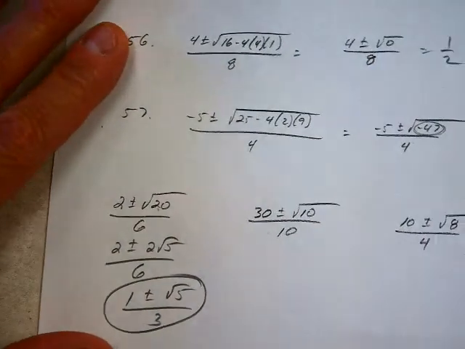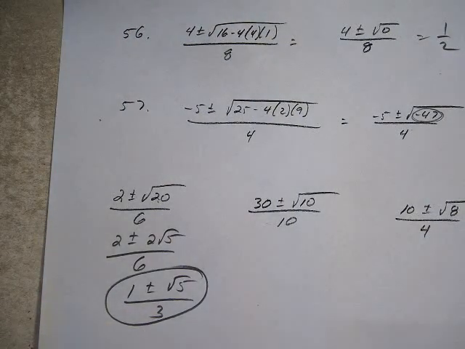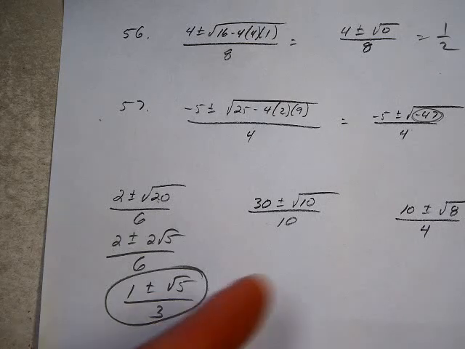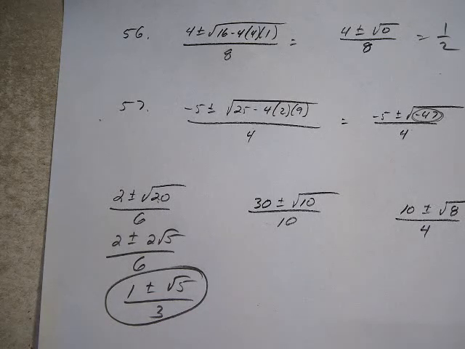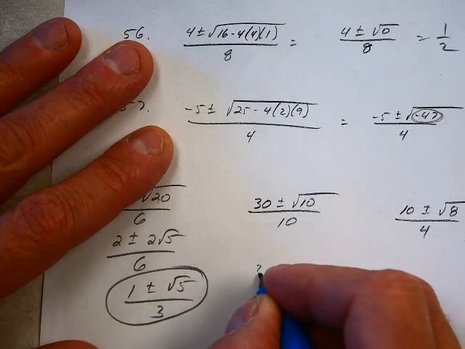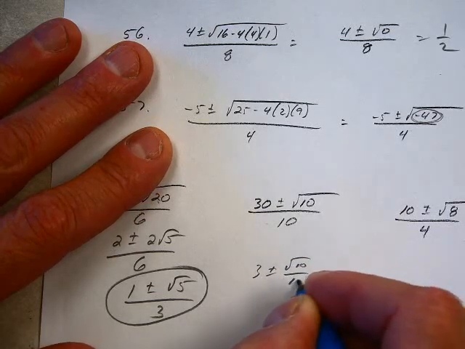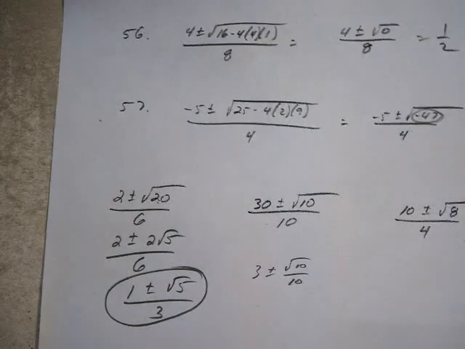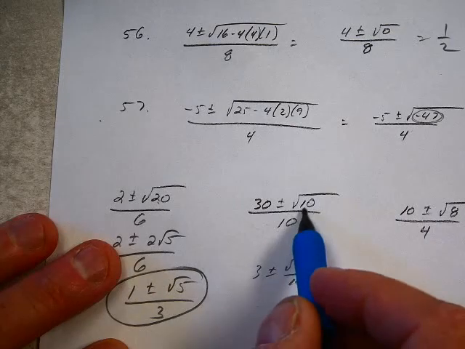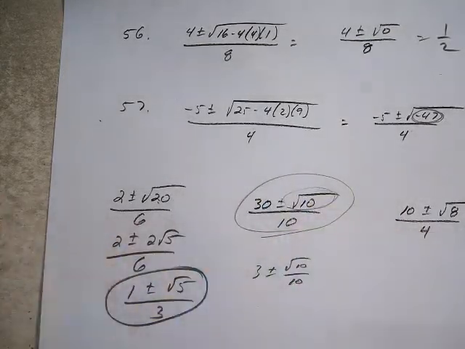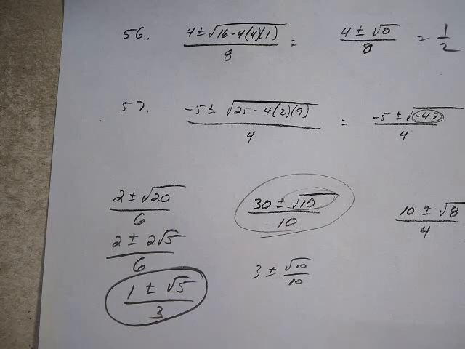Okay? Next one. 30 plus or minus square root of 10 over 10. Can I just cancel my 10s? No. And this one, the square root of 10, I can't simplify that. So if you're really bound and determined to simplify this a little bit, the only thing you can do is go 3 plus or minus square root of 10 over 10. That's the only thing you can do. Do you have to do that? No, you don't have to. If you realize this won't simplify, and if you want to leave your answer like that, I'm totally fine with that. No big deal. Okay?